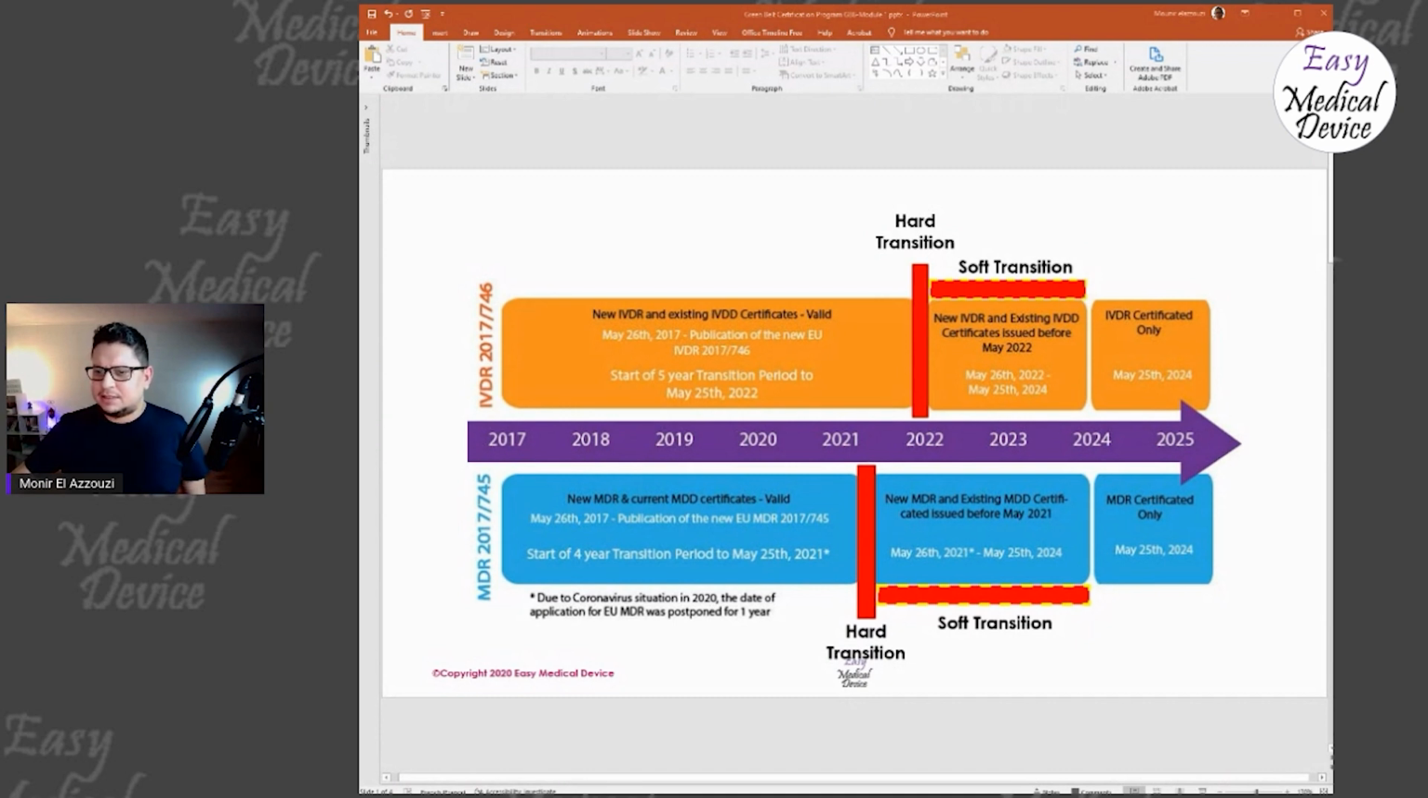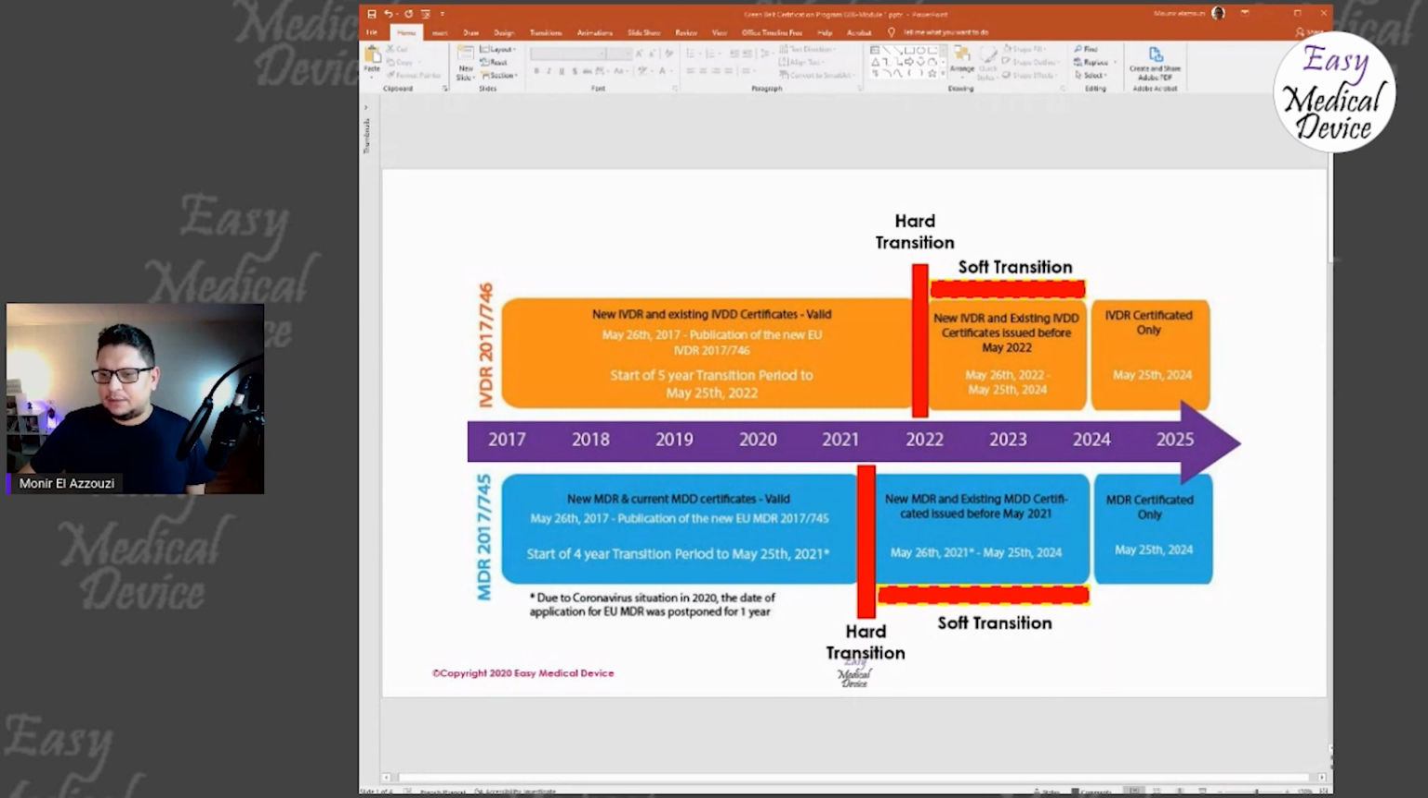This grace period means that MDD is applicable, it's applied, but if you are MDR, then you are good. So it's not like you have to wait until this date to be MDR; you have to be MDR before. Initially, the date was May 26, 2020. Now it moved one year to May 26, 2021. Okay. So now we will have a hard transition period.